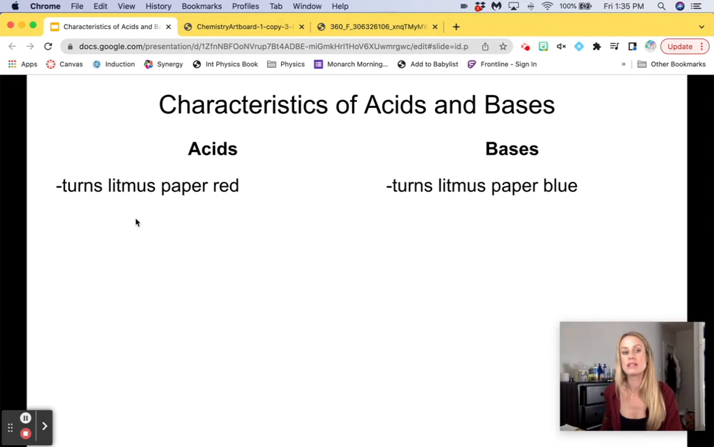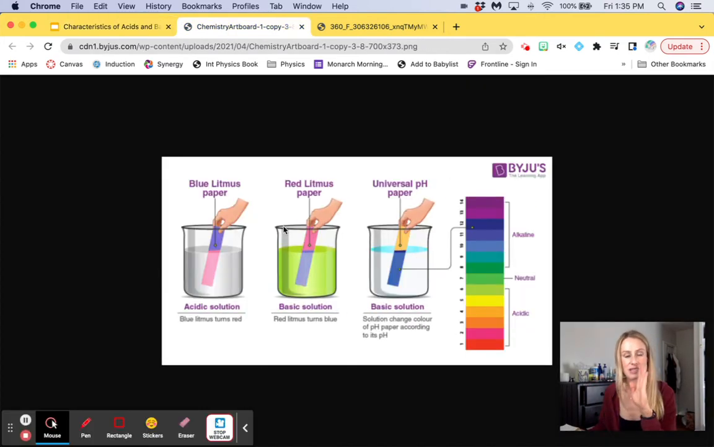So the first one is that acids are going to turn litmus paper red and bases will turn litmus paper blue. Now, if you've never heard of litmus paper, basically it's little tiny strips of paper, and you can put it in your solution to see whether it's acidic or basic. Now, it's kind of confusing because there's different types of litmus paper. You can see that here: an acidic solution will turn blue litmus paper red, and then a basic solution will turn red litmus paper blue.